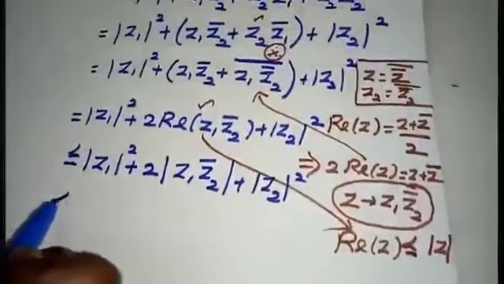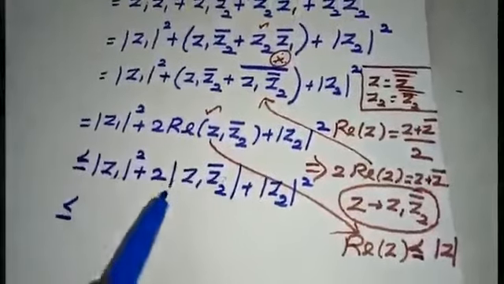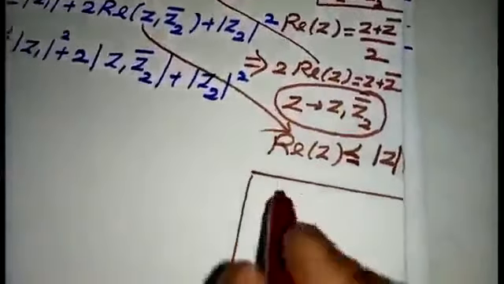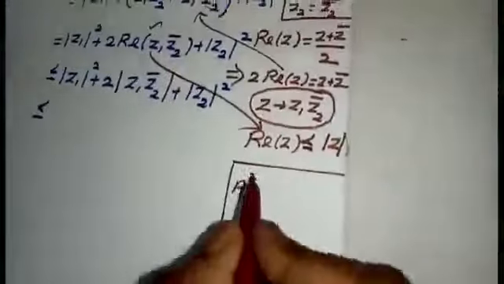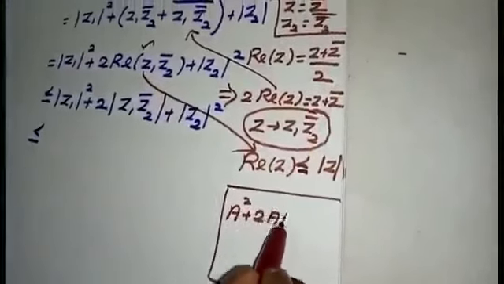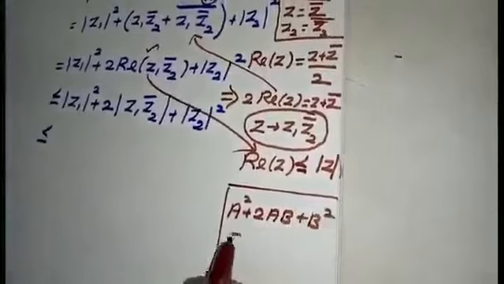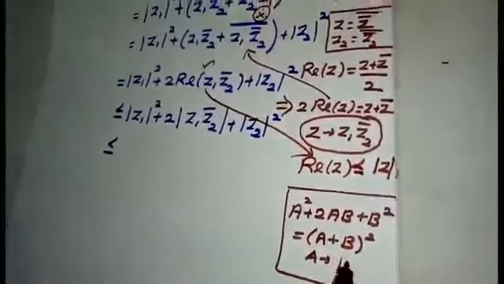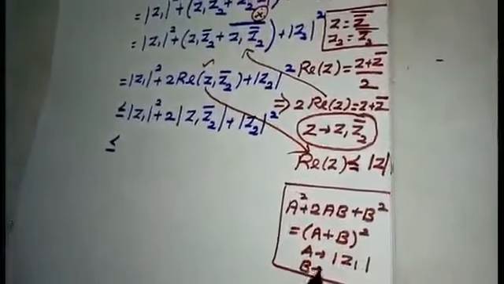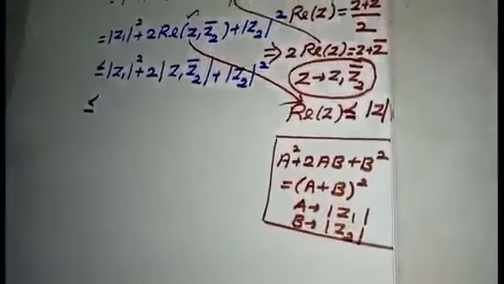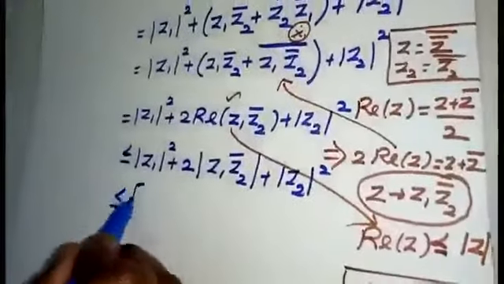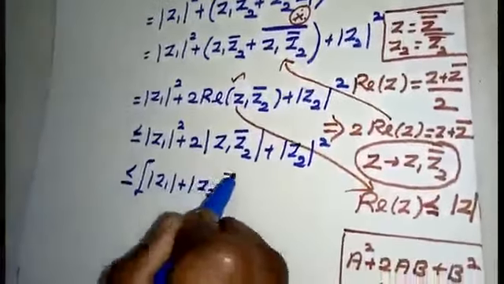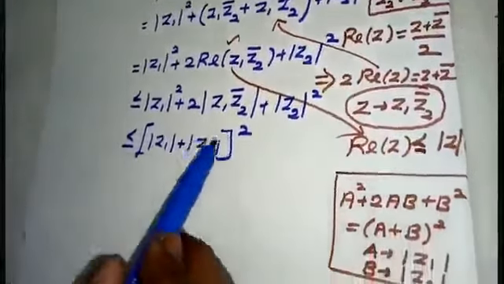Now if you see here, which is less than or equal to, just observe the formula. I am going to use this algebraic formula. What is the algebraic formula we are having here? That is a square plus 2ab plus b square can be written as a plus b the whole square. In place of a, I am writing modulus of z1, and in place of b, I am writing modulus of z2. So shall I write like this, students? Just open the bracket: modulus of z1 plus modulus of z2 the whole square. That is a plus b the whole square.